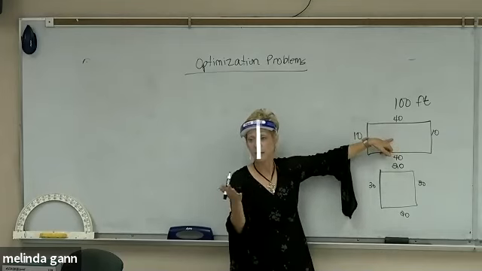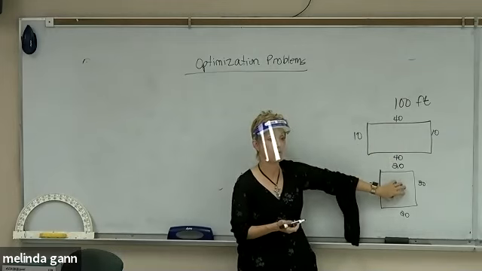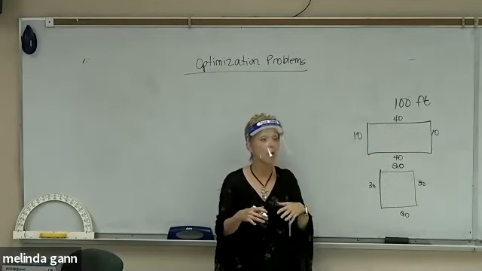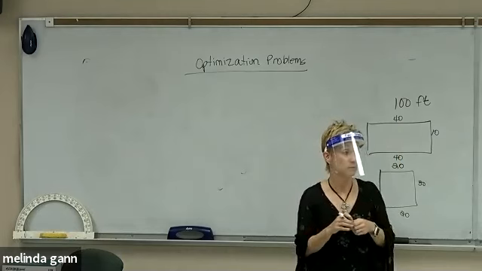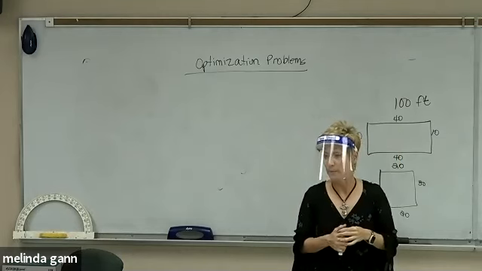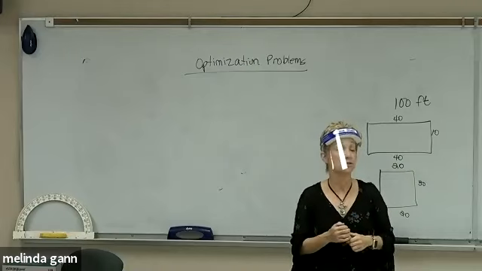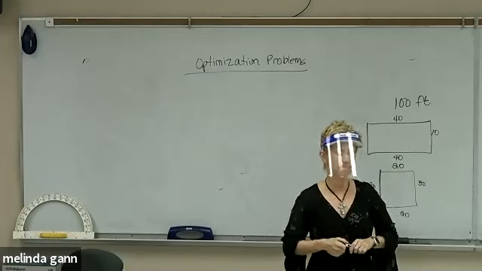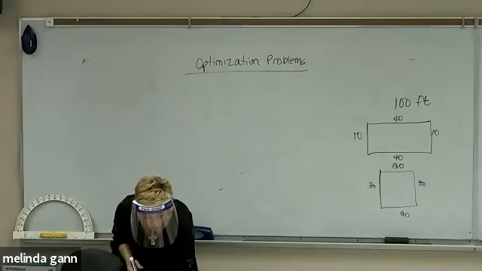400 square feet or meters or whatever it was. What would be the area of this one? 600. So that dog's got a lot more room here. So what I'm looking for is the greatest area for him to run around. That's the kind of problems we're talking about. You're trying to optimize something. In other words, you're trying to maximize something or minimize something. So what we're going to do is work example 1 on page 260.